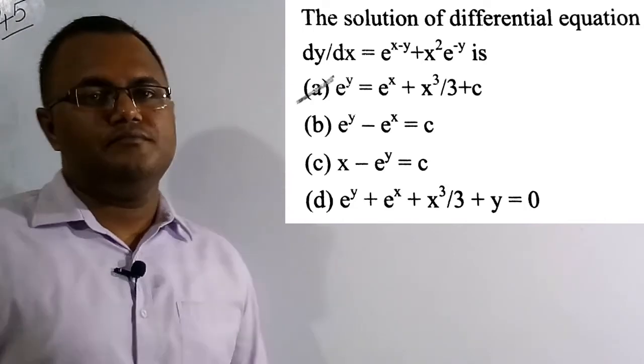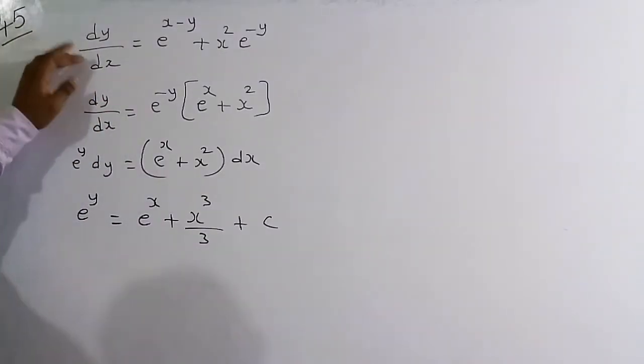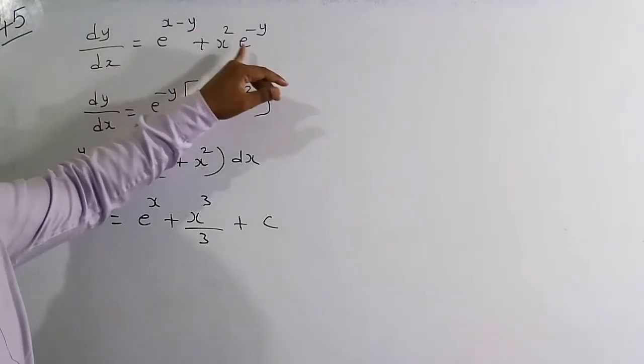So let's solve this numerical. This is the differential equation they have given, which is dy by dx is equal to e to the power of x minus y plus x square into e to the power of minus y.